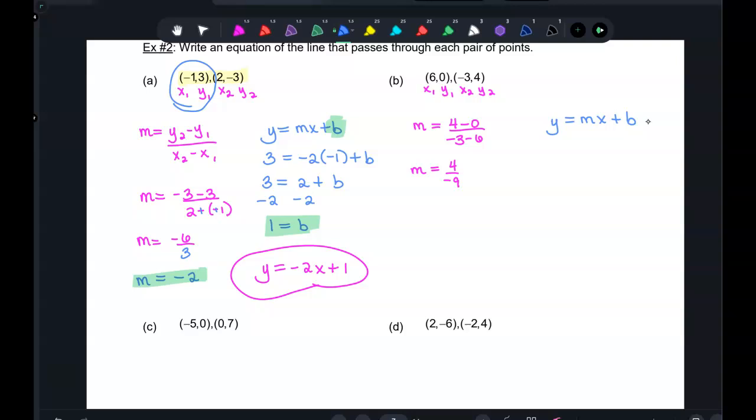All right, which number looks easier to use, 6, 0 or -3, 4? 6, 0. I always like the one if it has a 0. So 0 equals, m is -4/9 times 6 plus b. It's -4/9. Usually I like to just put the negative in the top. It doesn't matter. Okay, so I'm going to put this over 1. So that's going to be -24/9 plus b.